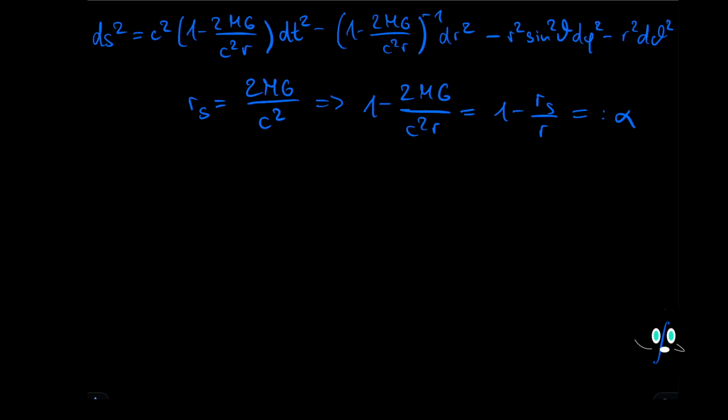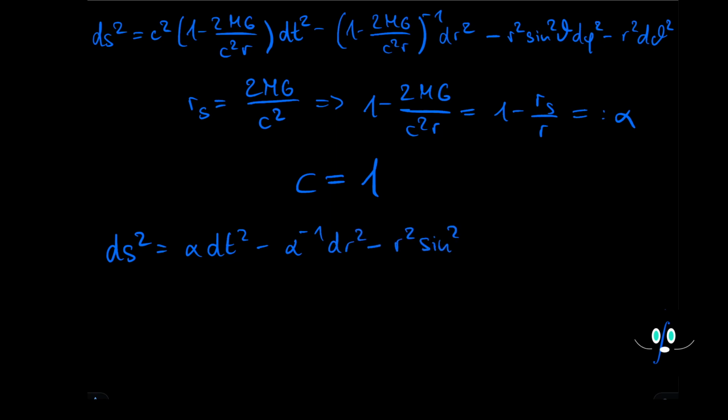And we will apply another trick that theoretical physicists love to apply in long calculations, and it's just setting the speed of light to 1, because it's a constant, and in the end we can just do dimensional analysis to check where we need the speed of light to keep up with the right dimensions. Alright, so with all these abbreviations, our Schwarzschild metric now looks like this. So we have alpha dt squared minus alpha inverted dr squared minus r squared sine squared theta d phi squared minus r squared d theta squared.